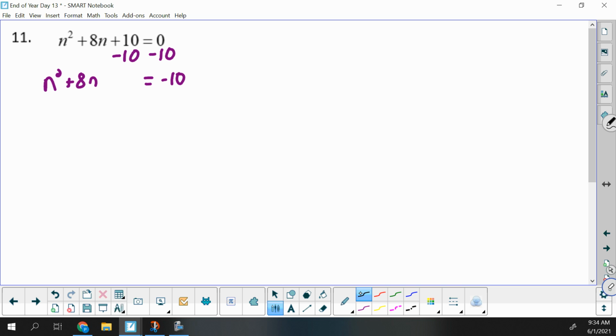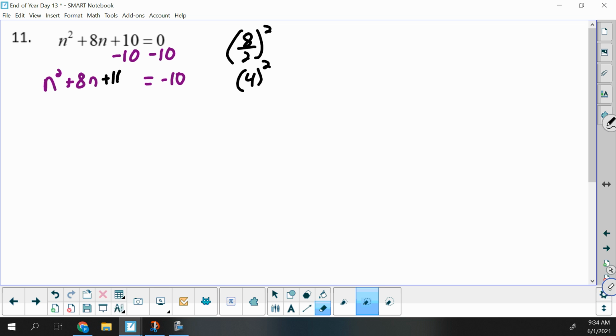Our act of completing the square, you take half of your b value and put our b value over 2 and then square it. So we'll have 8 over 2 all squared. This does neaten up. This is really 4 squared. 4 squared gives us 16. So we'll add 16 to each side. On the left here, this will really be n plus 4 all squared, because 4 is what we squared when completing the square, and this equals 6 now.